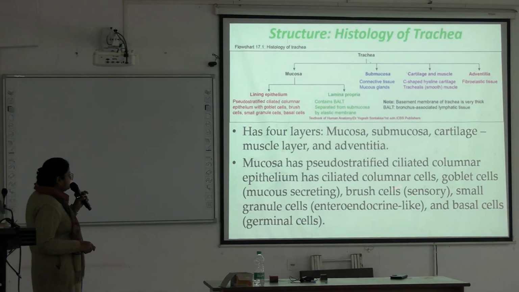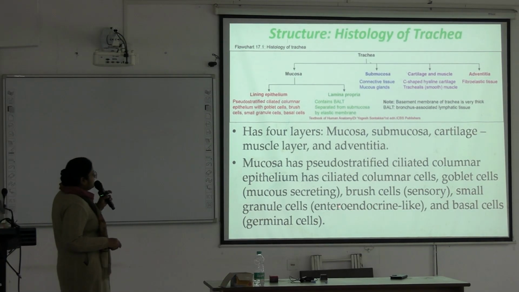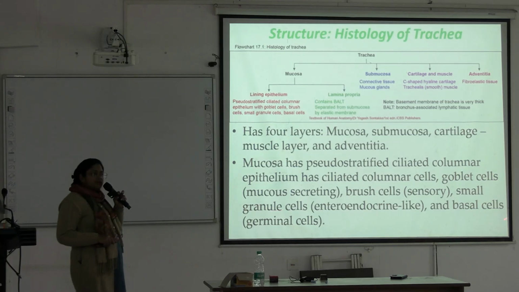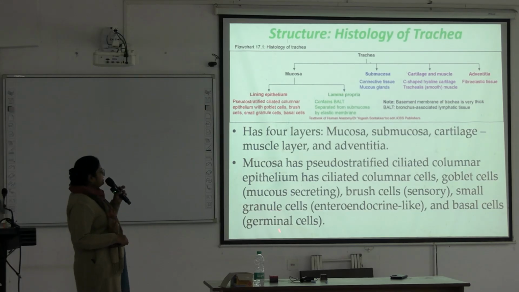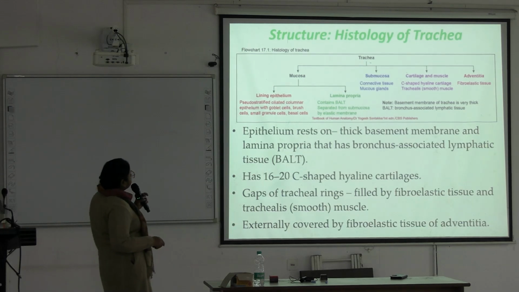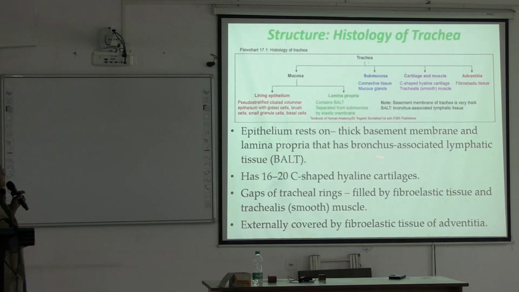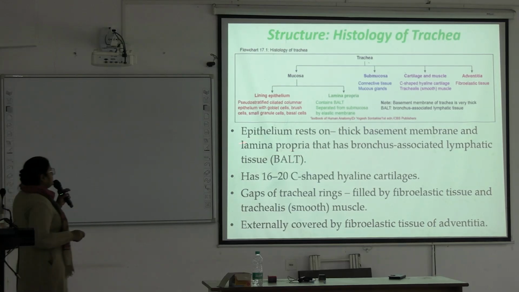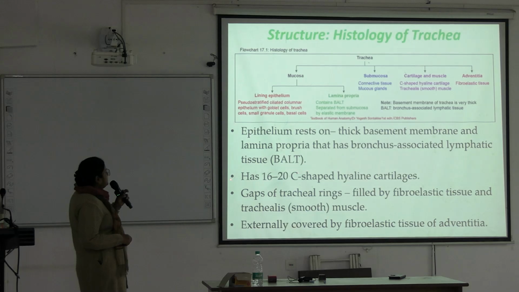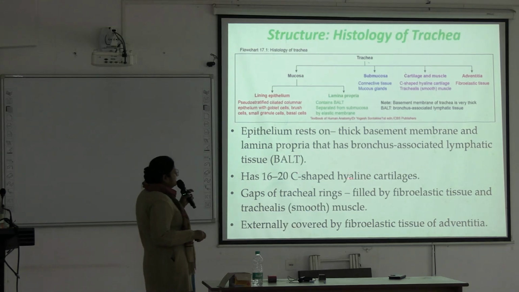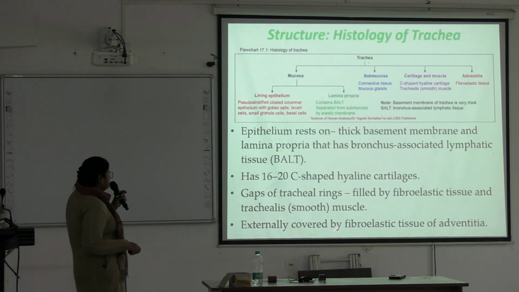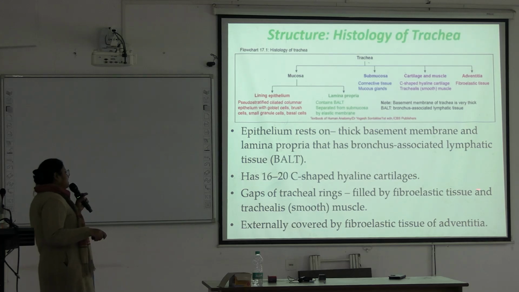There are brush cells, which are sensory cells, and small granule cells, these are enteroendocrine-like cells, and basal cells, these are germinal cells. And this epithelium rests on thick basement membrane and lamina propria that has bronchus associated lymphoid tissue, BALT. And trachea has 16 to 20 C-shaped hyaline cartilages. You will see the section of the cartilage in the histology section. And gaps of tracheal rings are filled by fibroelastic tissue and trachealis muscle, which is a smooth muscle.